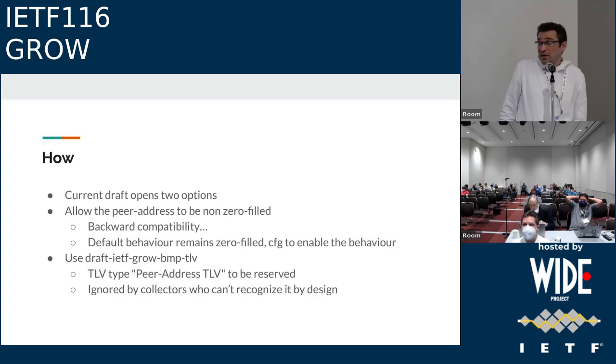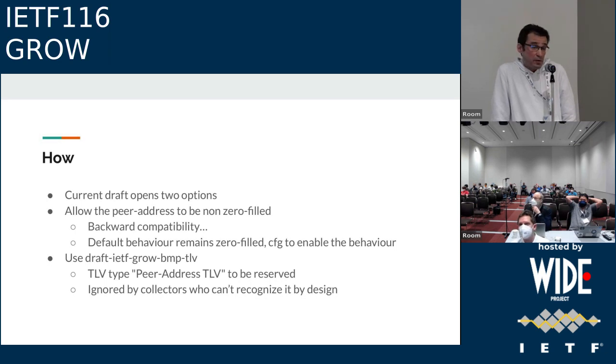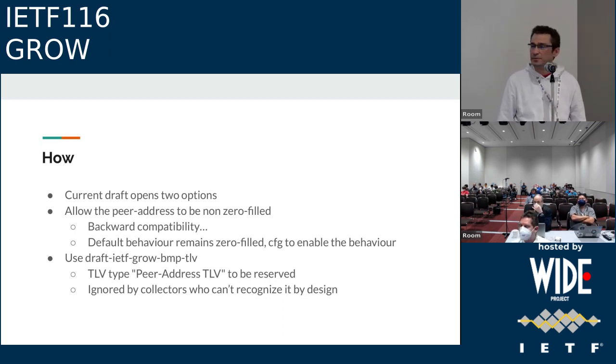So we have two options. I would like to only keep one, but I will let you decide. We would like to simply allow the peer address to be a non-zero field, and there we would have a backward compatibility issue if we have a paranoid collector that checks if this field is set to 0 and complains about it. So the default behavior would be to remain a 0 field, and through config enable the peer address on a path. If you don't like it, we could also register a new TLV to provide this information, so that collectors who do not know about this TLV would just silently ignore it, and we would not have any issue.